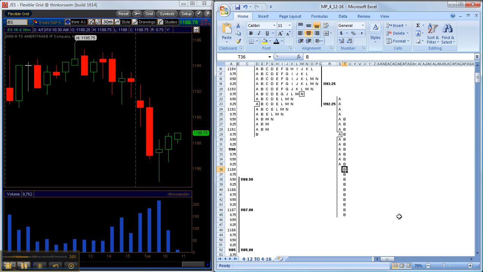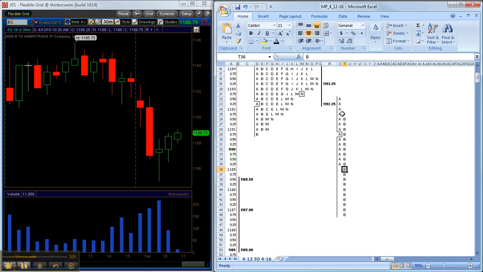Now I use Excel for this to create my market profile. You can do it by hand. There are a few charting packages out there like Market Delta that will provide market profile for you, and Thinkorswim actually does have a market profile feature now, both volume and TPO methods, which I'm not going to get into here, but if you're interested in that, you can email support@thinkorswim.com, and they'll help you out with that.